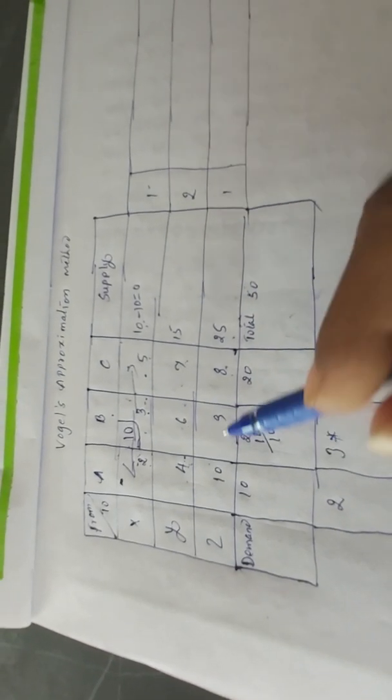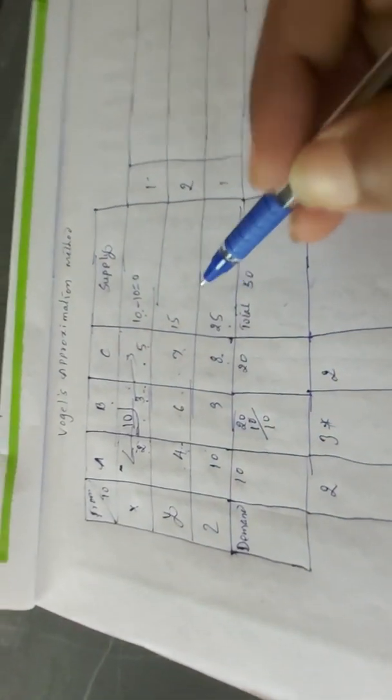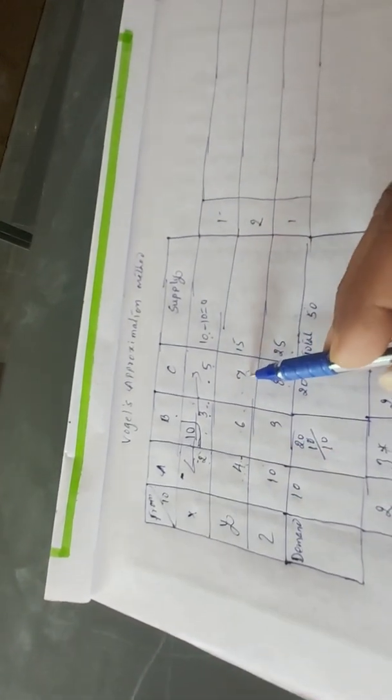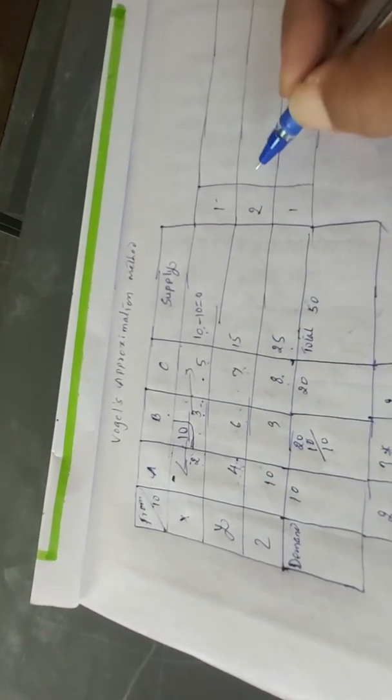Same steps. Again I am going to calculate row penalty and column penalty until I get 0 everywhere. In the second row penalty, first of all, the first row has been eliminated, so we don't need to calculate the penalty of this row. Second row, 4, 6, 7, 3 values are there. In these three values, first minimum is 4, second minimum is 6. Again we have to take the difference between first minimum and second minimum. 6 minus 4 is equal to 2.